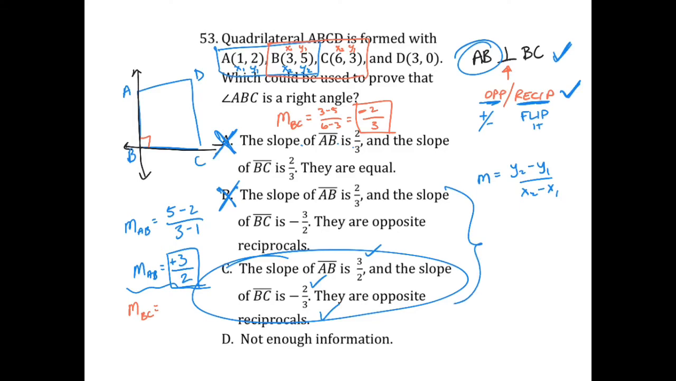That is all true. So C is the best answer choice. It was important for us to find the slope because both B and C talked about opposite reciprocals. All right, so C is the best answer.